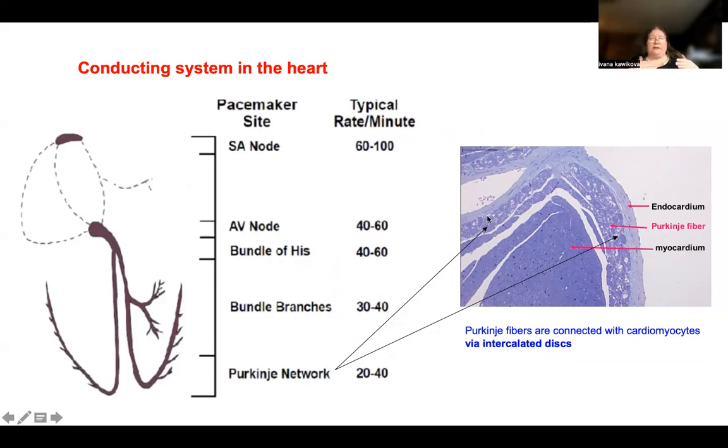And as I already said, the Purkinje fibers are going to connect to cardiomyocytes through the intercalated discs, which have the gap junctions. And so the stimulus from this rapidly moving, rapidly activated conducting system is now stimulating the cardiomyocytes.